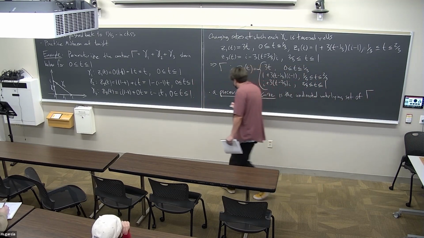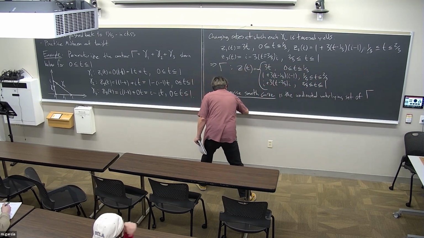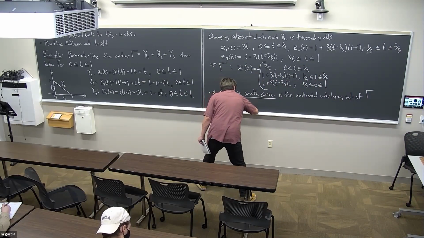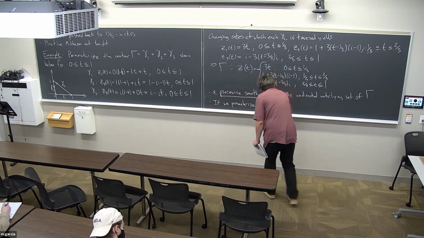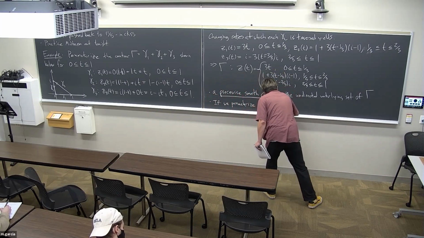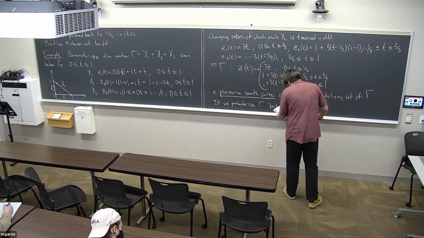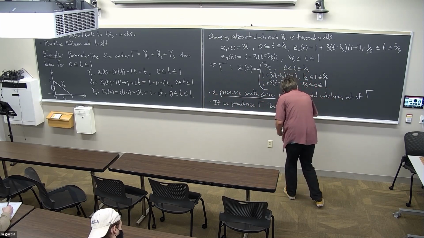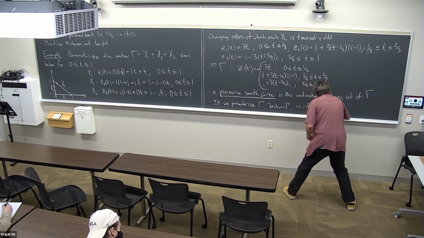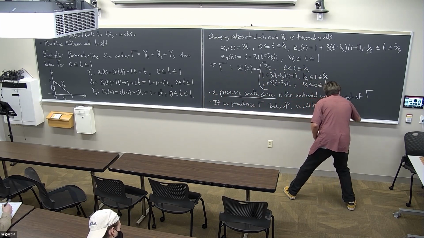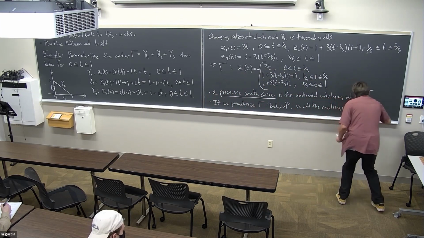So let me also say, if we parameterize a contour gamma backward, we call the resulting contour the opposite of gamma.